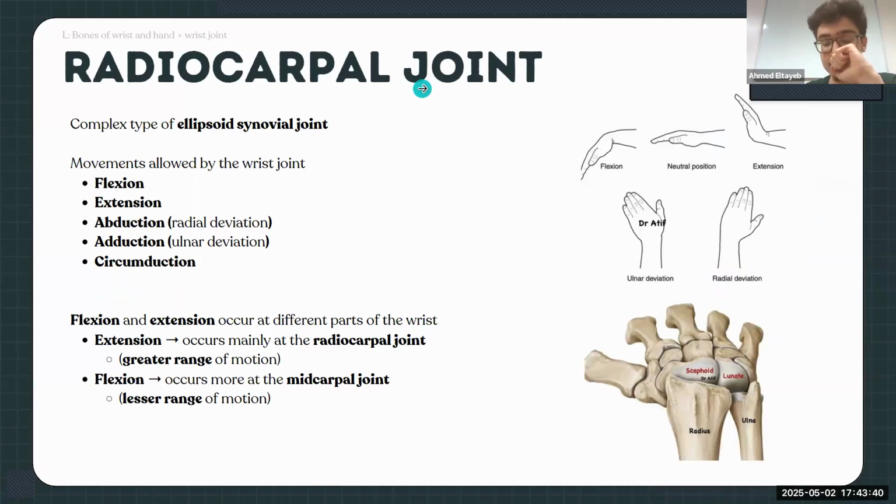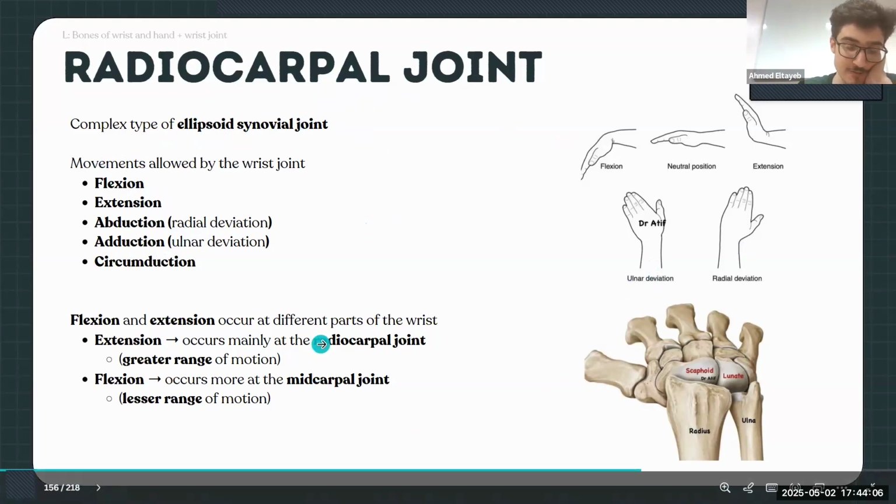Let's talk about the joints. You have many joints in your hand. Let's start with the wrist joint, which is the radiocarpal joint. It's attaching the radius to the carpal bones. It's a complex type of ellipsoid synovial joint, so it has a lot of range of motion. You can do flexion, extension, abduction, adduction, and even circumduction.